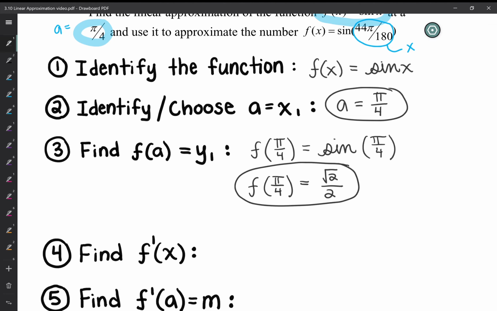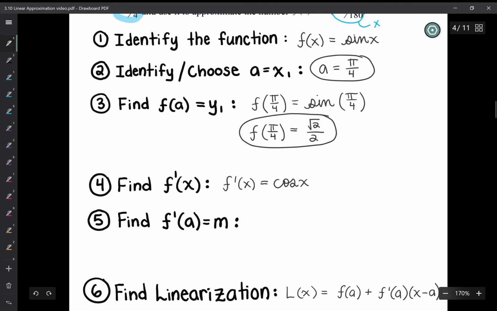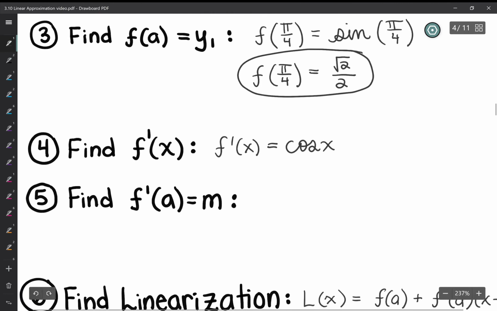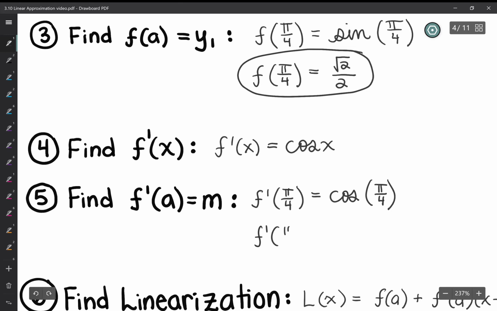Next, we'll find the derivative of our function. So f prime of x is equal to the derivative of sine of x, which is cosine of x, which we will then use to find f prime of a. So we need to find f prime of pi over 4, which is equal to the cosine of pi over 4. So f prime of pi over 4 is equal to, also, root 2 over 2.